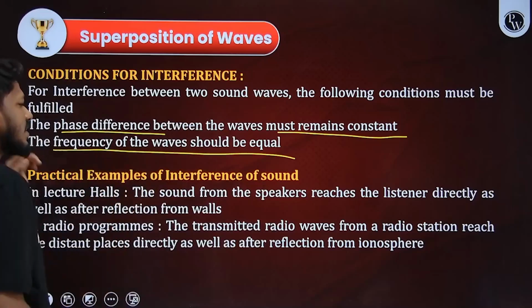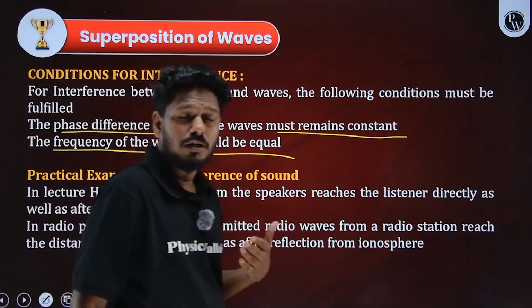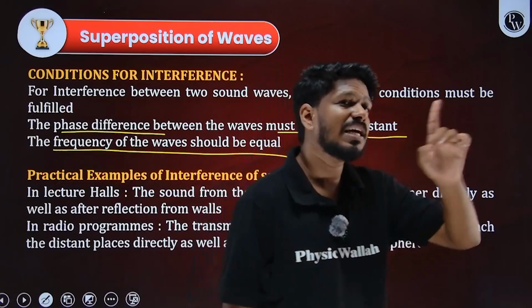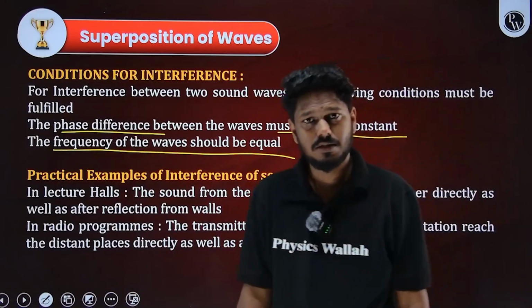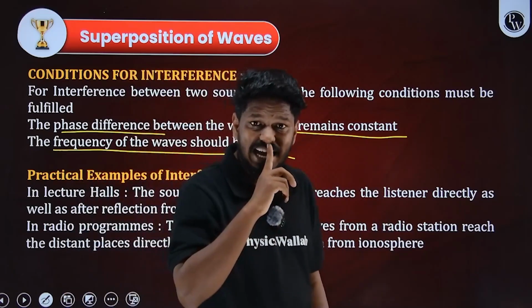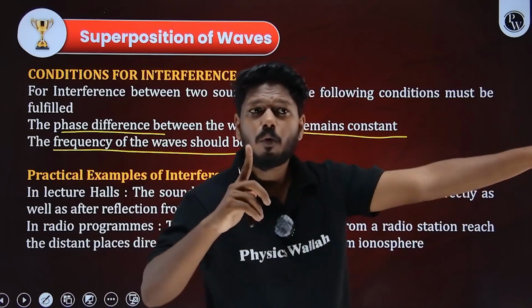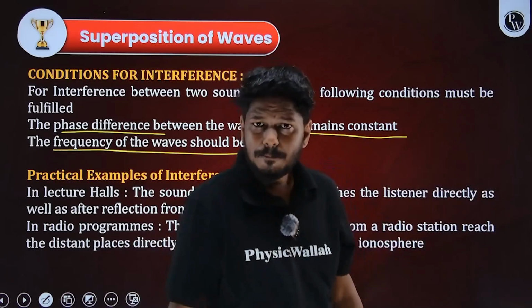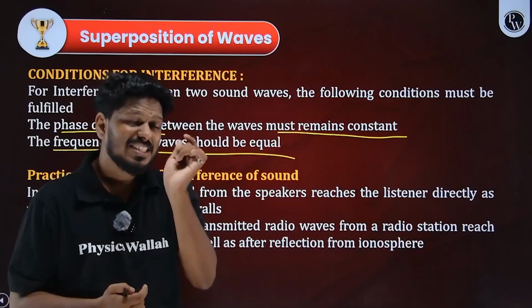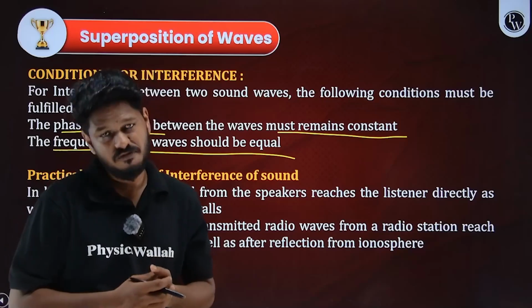What are the practical examples of interference of sound? If you are sitting in a lecture hall, you are directly listening to the sound of the professor, and apart from that, sound is getting reflected from the wall and coming to your ears. So both sounds are traveling, one directly, another like this, and both are coming and meeting. But is the distance traveled by both sounds the same? No, sir. There is some path difference, or I can say there is some phase difference.